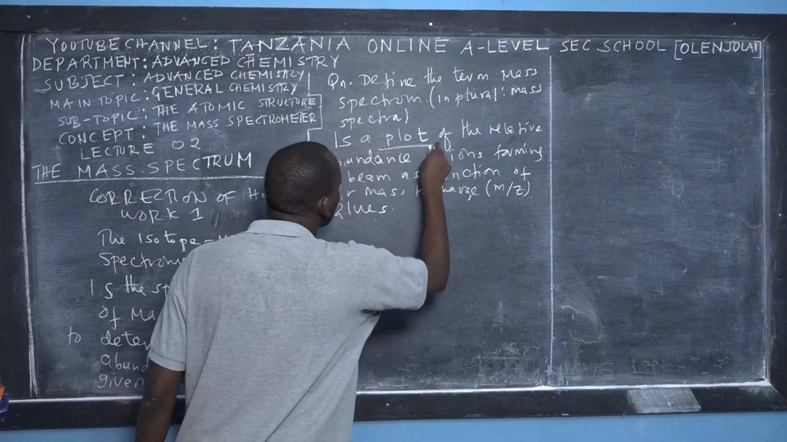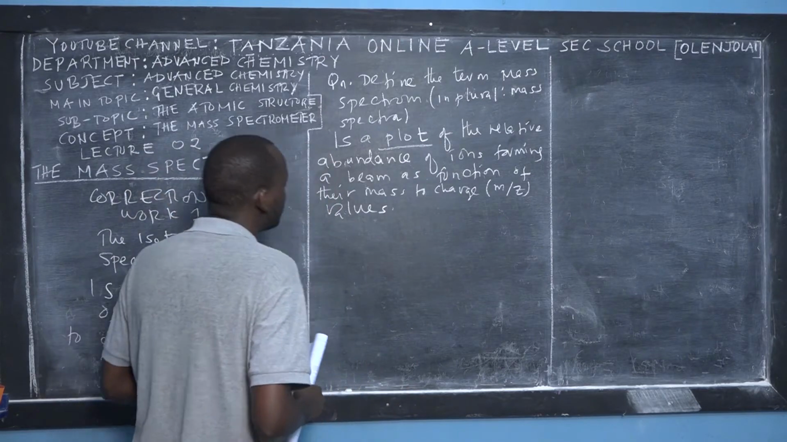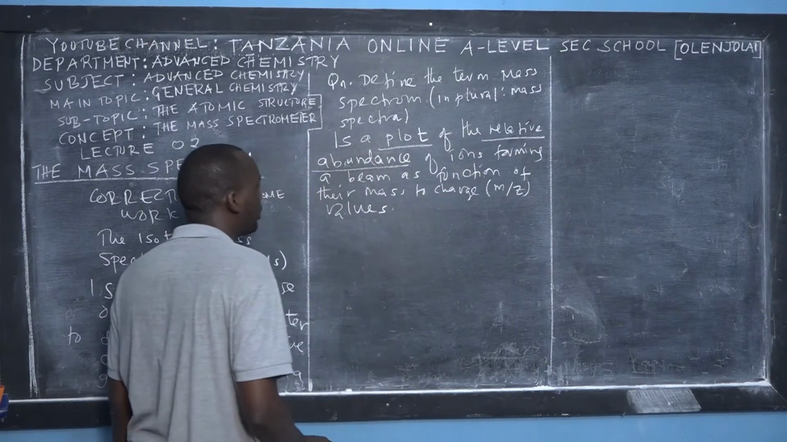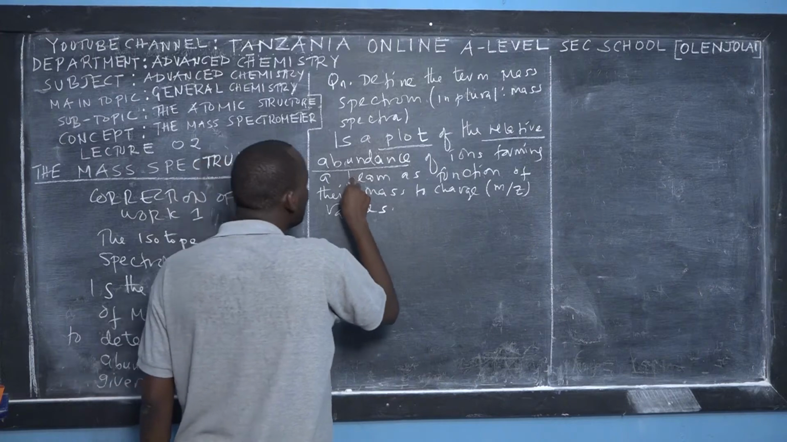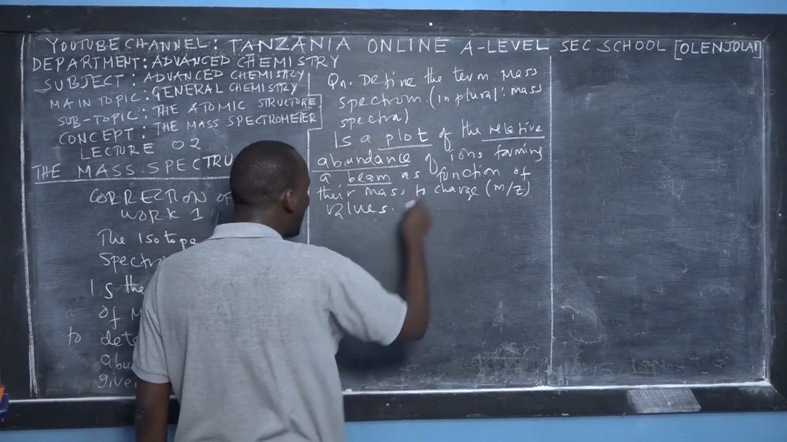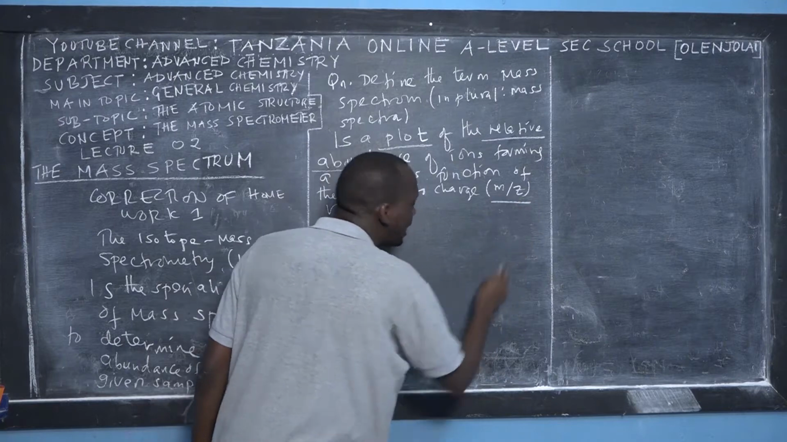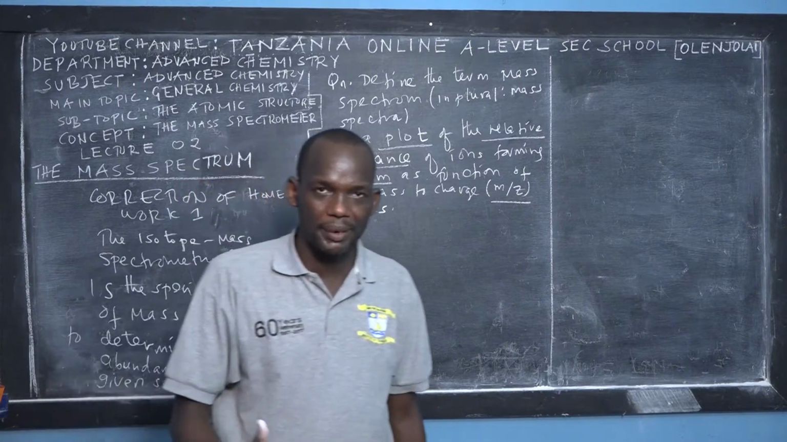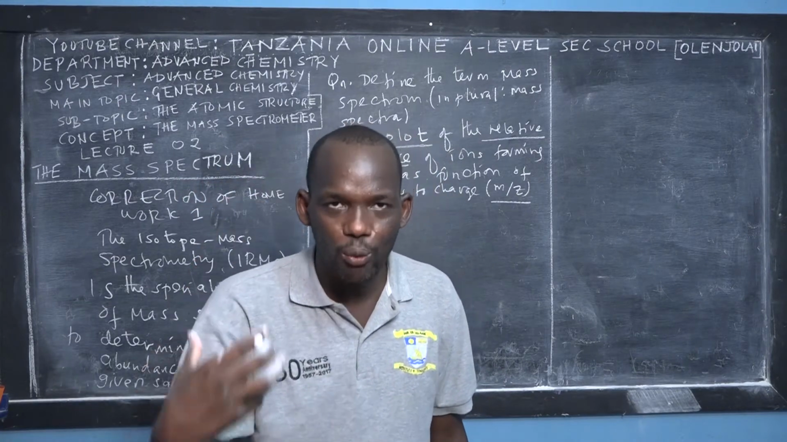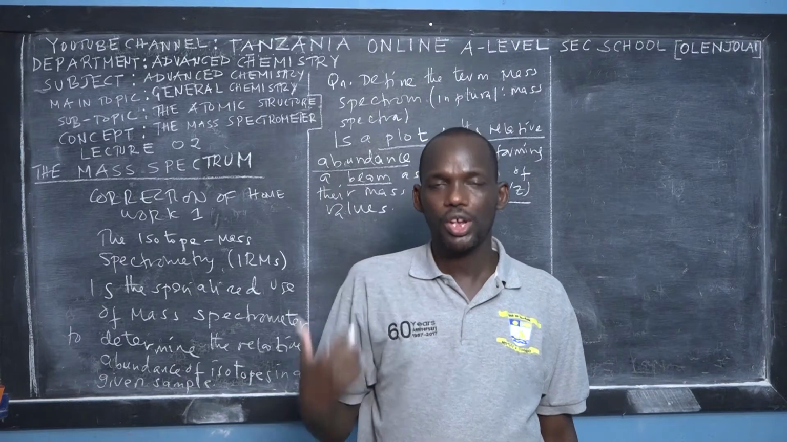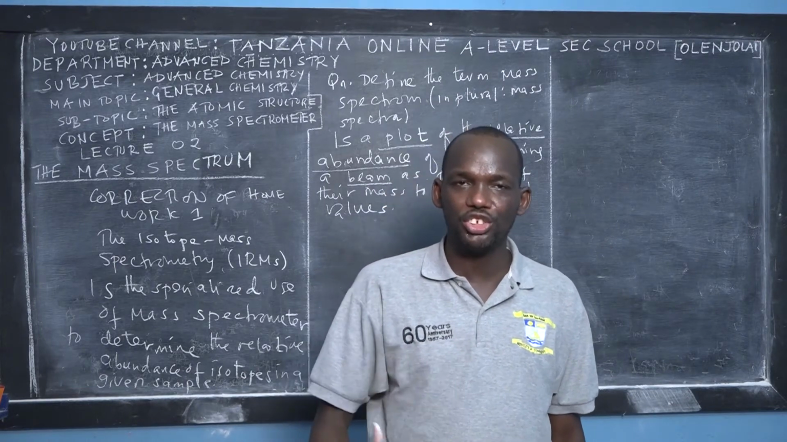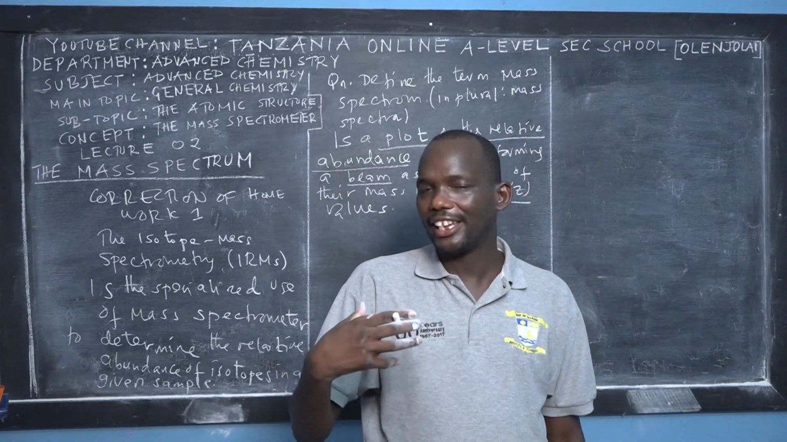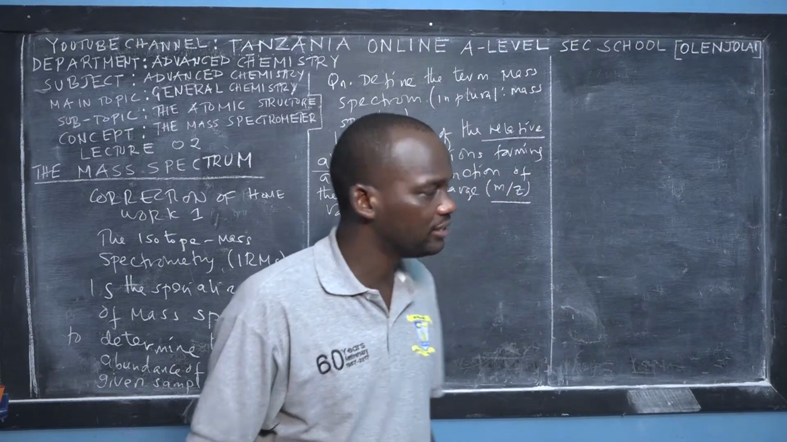So this is a plot. It's not a story or a history. It's a plot of the relative abundance of ions forming beams as a function of mass to charge ratio. It's a graphical representation, two-dimensional, with relative abundance on the y-axis and the mass to charge ratio on the x-axis.